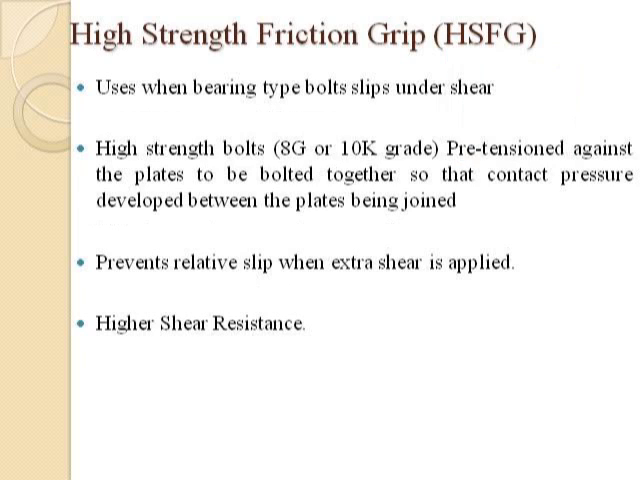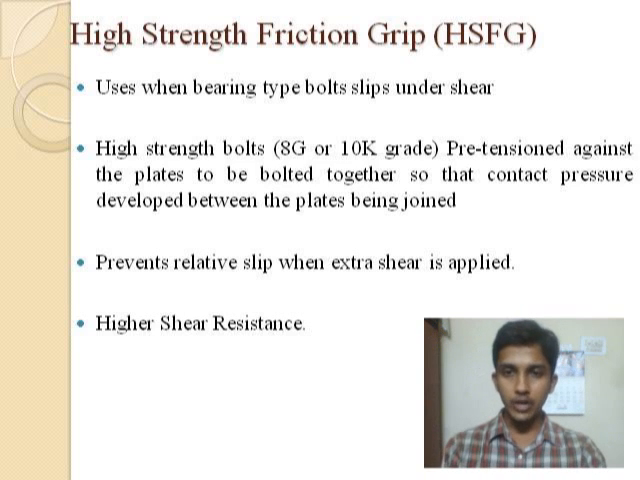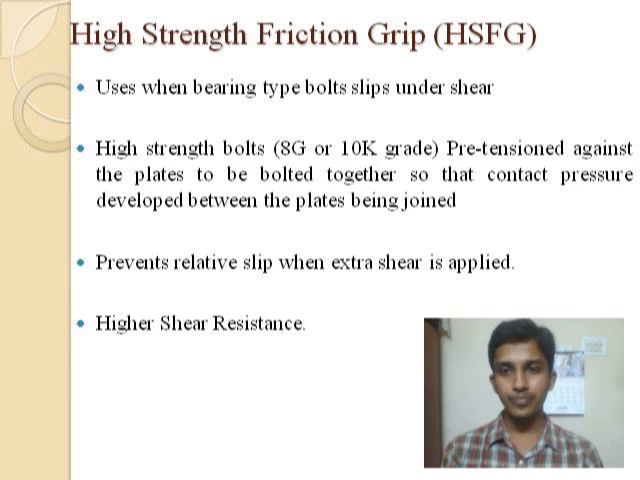Next we have high strength friction grip bolts. These we use when a bearing type bolt slips under shear. These have high strength, close to 8G or 10K grade, and are tensioned against the plates to be bolted together so that contact pressure develops between the plates being joined. It will prevent the relative slip of the members when extra shear is applied to it, and they have a higher shear resistance.